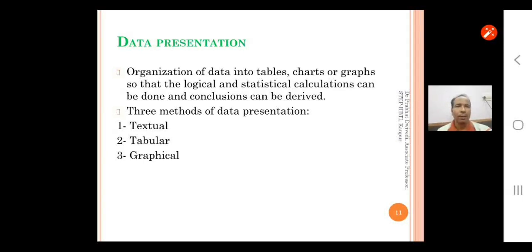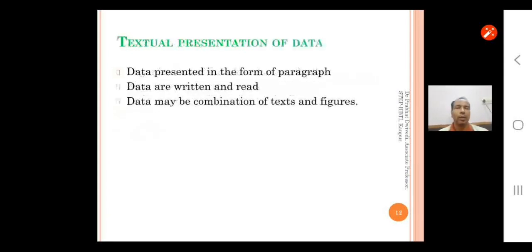First, we can present the data in textual form. Another way is tabular form. Data can be presented in the form of a table, a table of rows and columns. And the third one is graphical presentation of data. Let's understand one by one. Textual presentation of data is simply in the form of a paragraph.